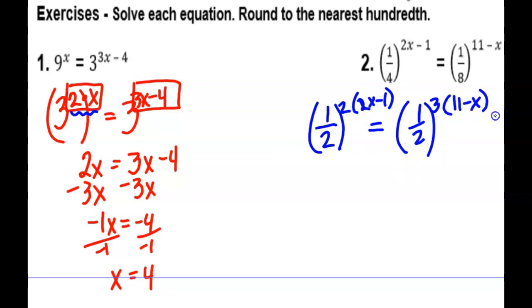So what are we going to do to the exponents? Okay, can you guys solve this real quick?